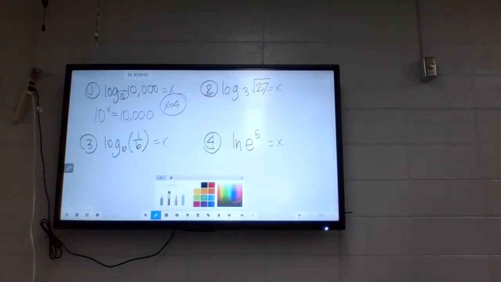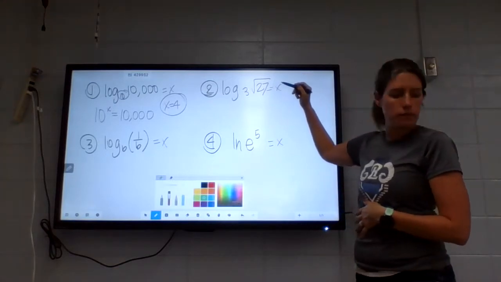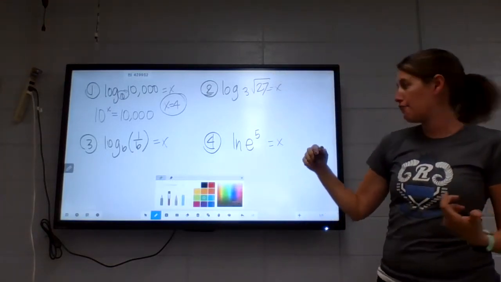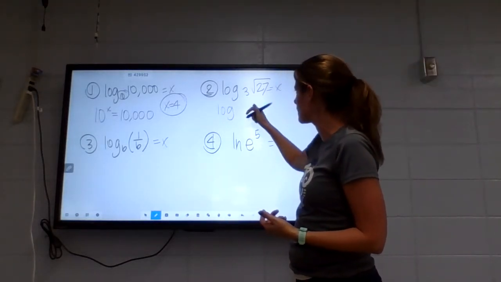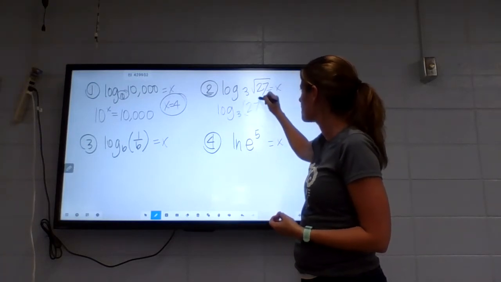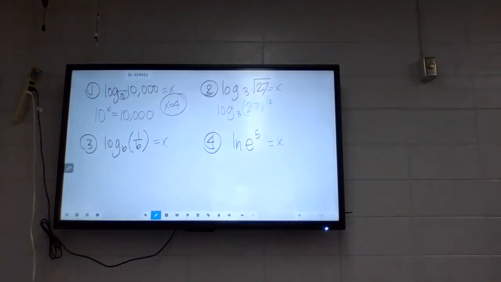I know I was talking to Becca about this one before we left, and I had mentioned trying to look at some of the ones we had done last class. So one of the things is a square root. Square root is the same as the 1/2 power. So it's log base 3 of 27 to the 1/2 power.